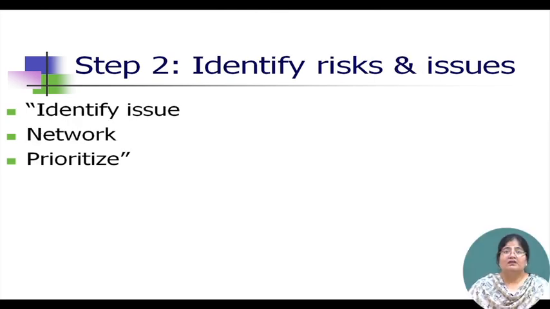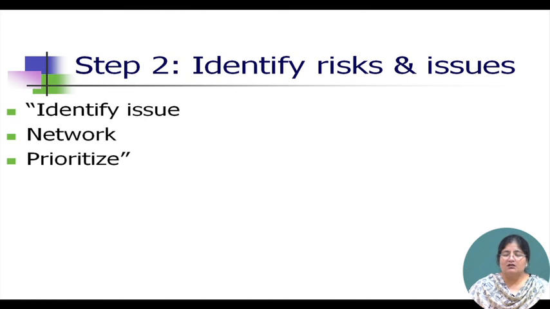Step 2, identify risks and issues. Find out the issue that you want to go after. Network with the people who can help you follow up with that issue. Generate alternatives and prioritize. This is what I want to do first, this is what I want to do next, this is what I want to do after that, and so on.